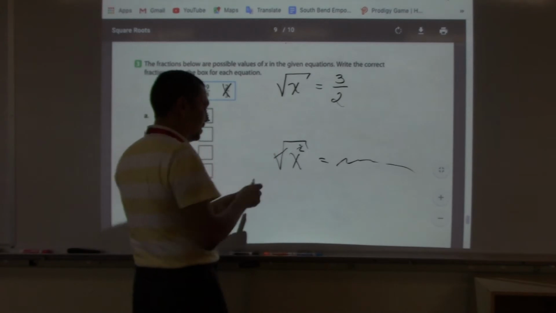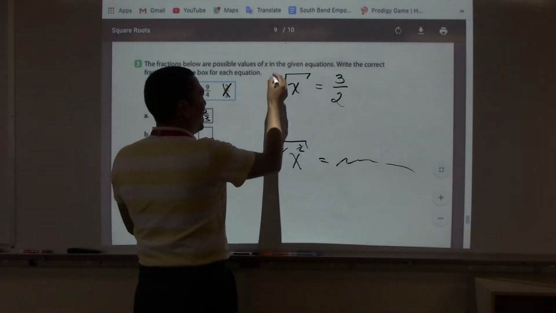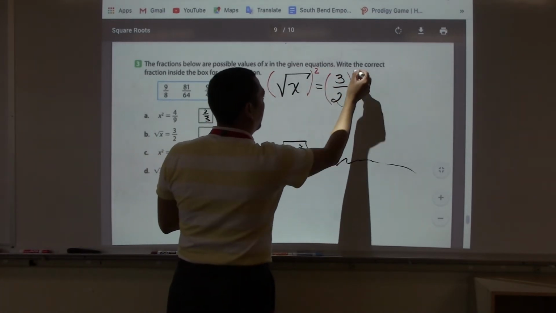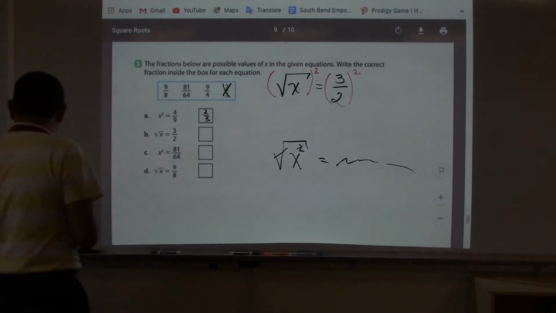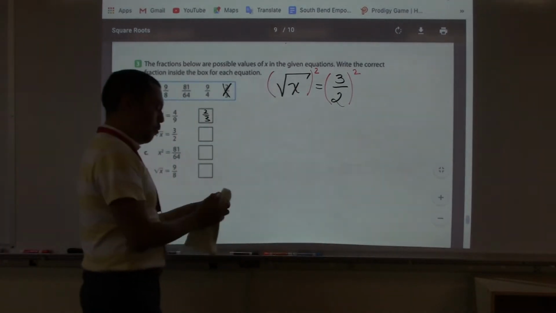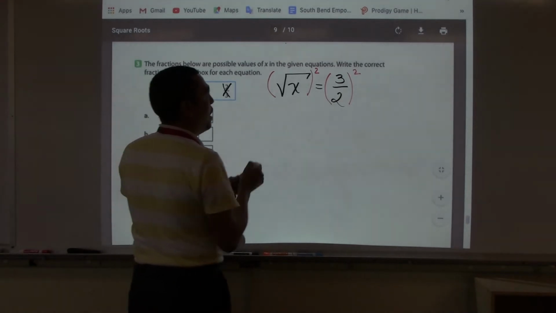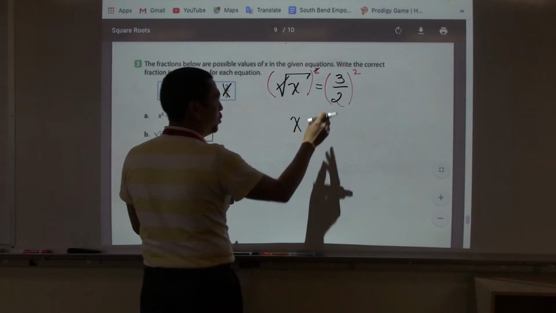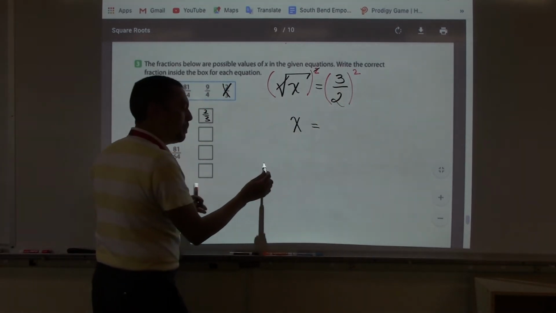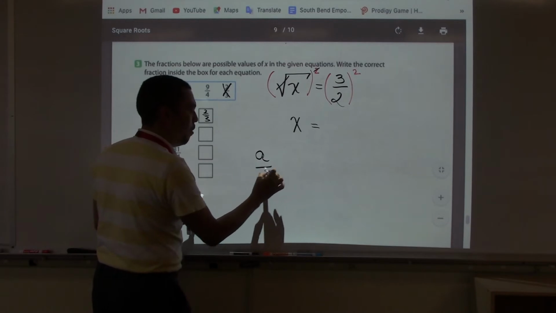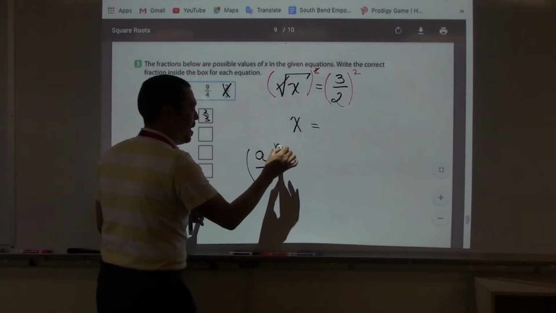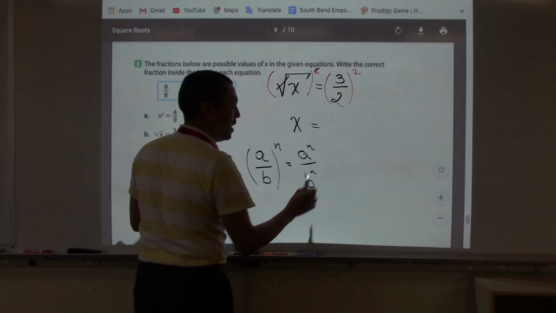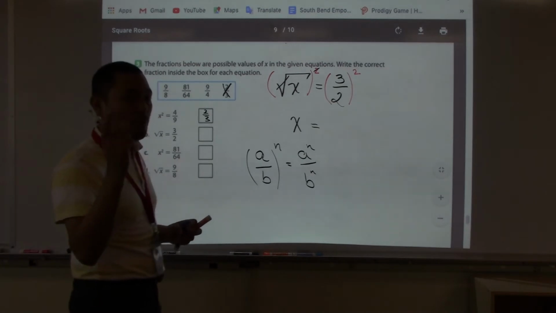I have the square root of x, so now what I'm going to do is elevate this to the second power, but you're going to do it on both sides. Both sides. So what happens now? These two cancel the radical, so you have that x is equal to 3 over 2. There is a property that says that a over b to the n power is equal to a to the n over b to the n. Properties of exponents, the lesson 1 that we did.